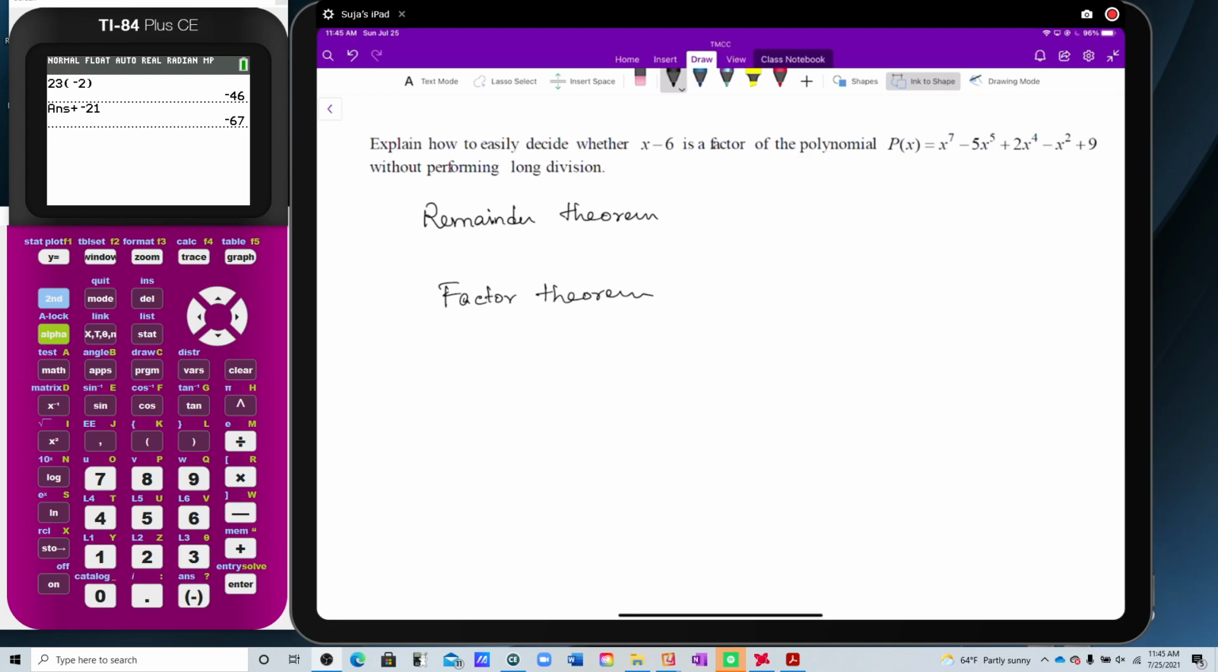The remainder theorem states that if you want to get the remainder of a polynomial, rather than doing synthetic division or long division, you can just find the value of what the function is. So here x minus 6 is what you're dividing by, right? So if I can find what p of 6 is, whatever answer I get is going to be the remainder.